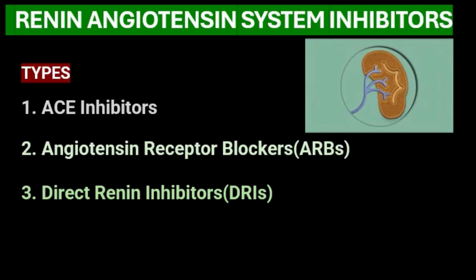Here, renin-angiotensin system inhibitors are of 3 types. ACE inhibitors, angiotensin converting enzyme inhibitors. Second one is angiotensin receptor blockers, ARBs. And third one is direct renin inhibitors. So there are 3 methods by which they act. Some categories will block the angiotensin converting enzyme. Some will act on the angiotensin receptor and some will directly act on renin.